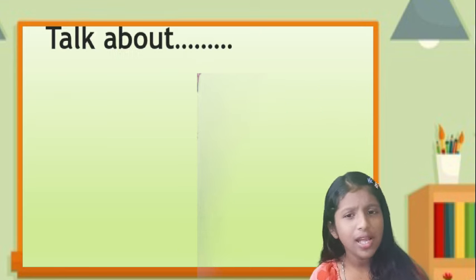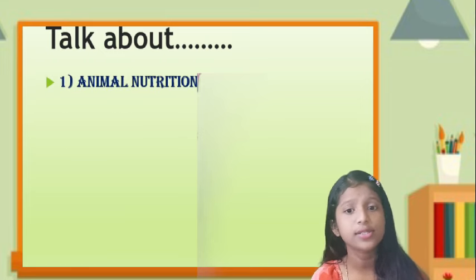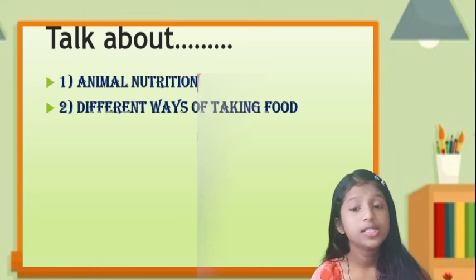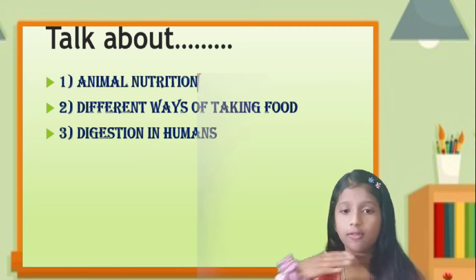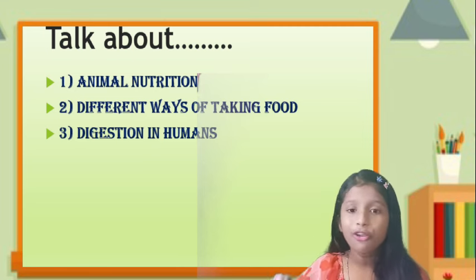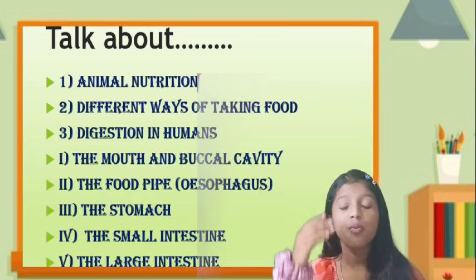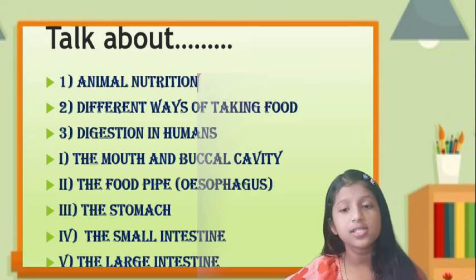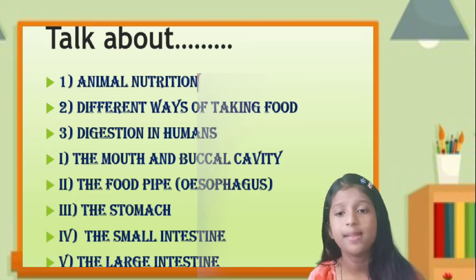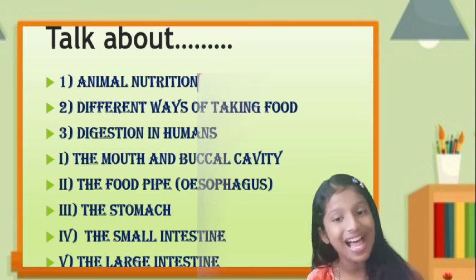Okay, what are we talking about in this session? We are discussing animal nutrition and different ways of taking food, and digestion in the human body. Whatever we take, how it is digested, we will learn in this session. Then, in the digestive system, what are the processes? Whatever food goes in, where it goes and how it is digested, we will learn: the mouth and buccal cavity, the food pipe, known as the esophagus, the stomach, the small intestine, and the large intestine.